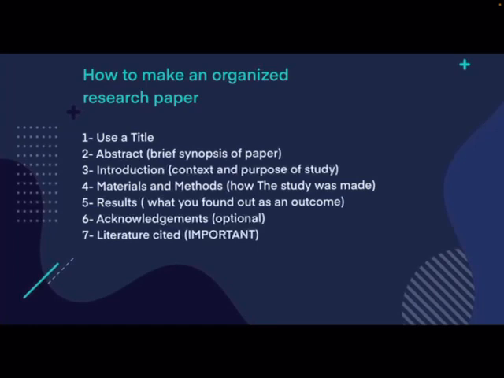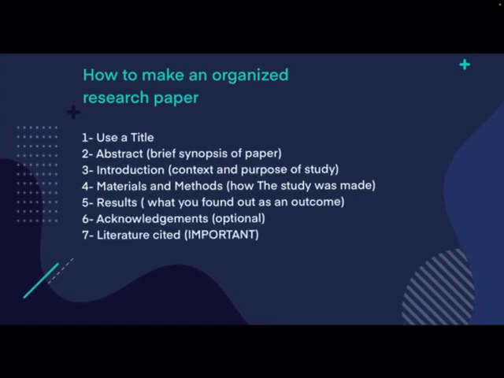So first, you're going to need to use a title, of course. Second, you're gonna write an abstract, which is a brief synopsis of your paper. Third, you're gonna write your introduction, your context, and why you made your study. Number 4, the materials and methods, which is basically how your study was made. Number 5, the results and conclusions. Number 6, the acknowledgements. It is an optional step which kind of sits under step number 5.